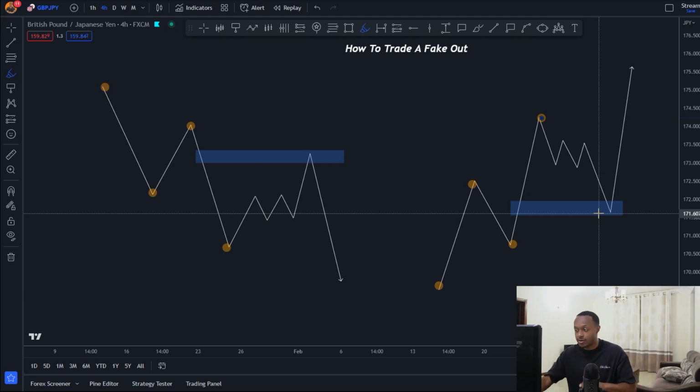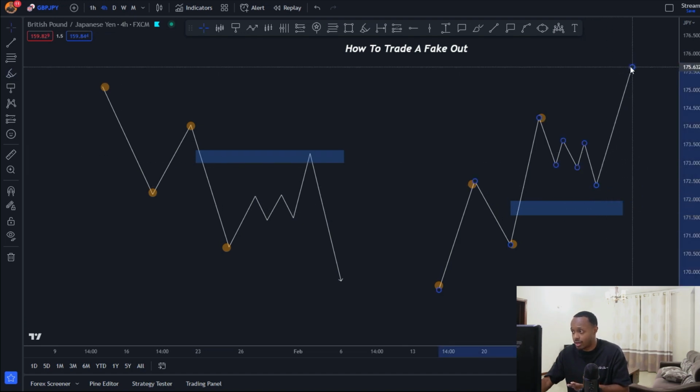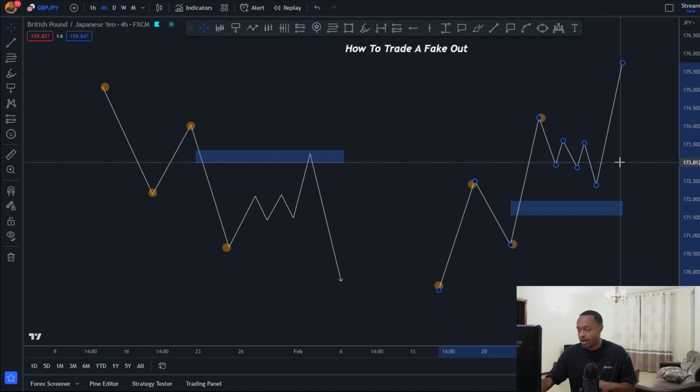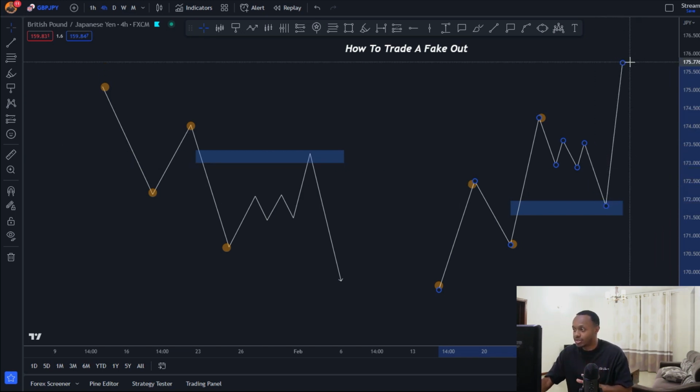But that's where our confluence comes in. So I've already mapped out this level. We're not getting lucky that the market's coming here. We've already mapped out this area in advance. So there is a likelihood the price fakes out but doesn't quite reach the level and then continues without us. That's perfectly fine. We're not here to catch every single trade.